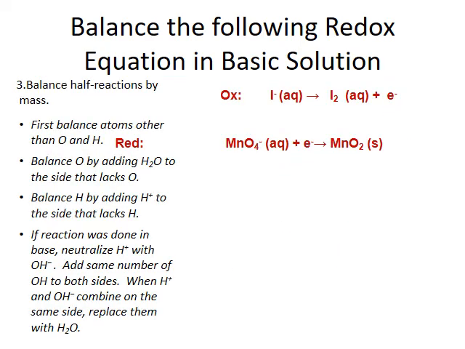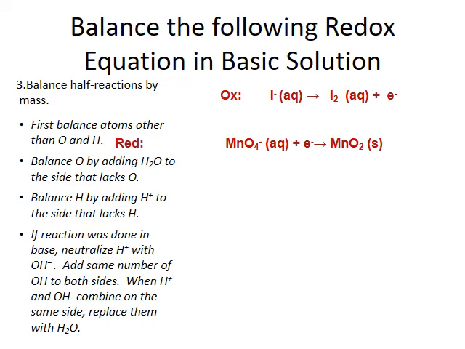The next step is to balance each half reaction by mass, and we're going to follow the same steps we did for the acidic solution. If we add water and hydrogen ion to balance the oxygen, however, we do need one additional step for basic solutions. We have to balance the hydrogen with hydroxide. So let's see how this works.